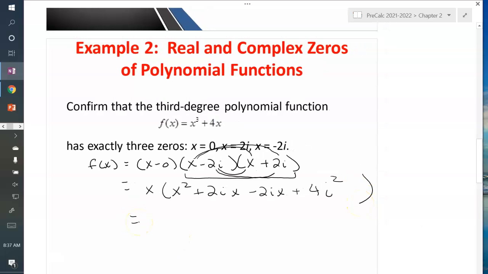So I get x times, notice my 2ix and my negative 2ix, those drop out. So then I get an x squared. And remember from last time, i squared is the same thing as negative 1. So I get plus 4 times negative 1.